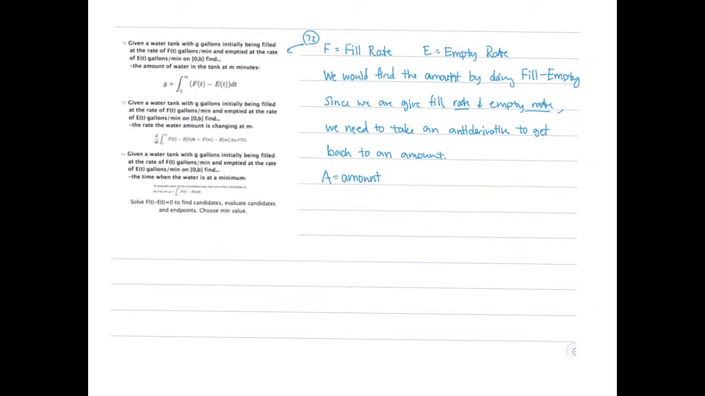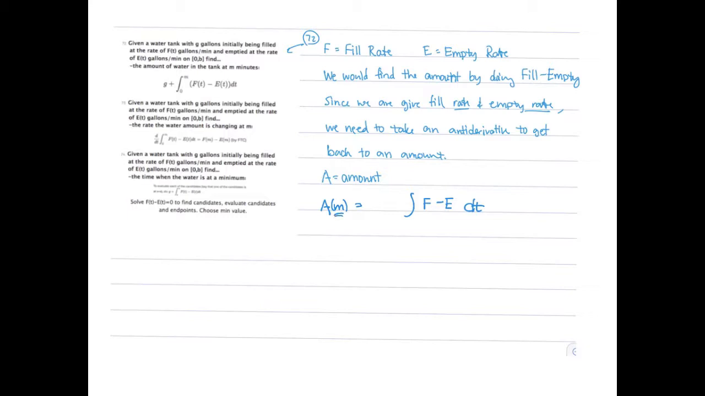So to go from a rate to an amount, we have to take an antiderivative. So let's let A be our amount. Our amount at this time M is going to be given by taking the antiderivative of the fill minus the emptying, and that's going to get us from a rate to an amount. But where are we going from? We want to find A of M.